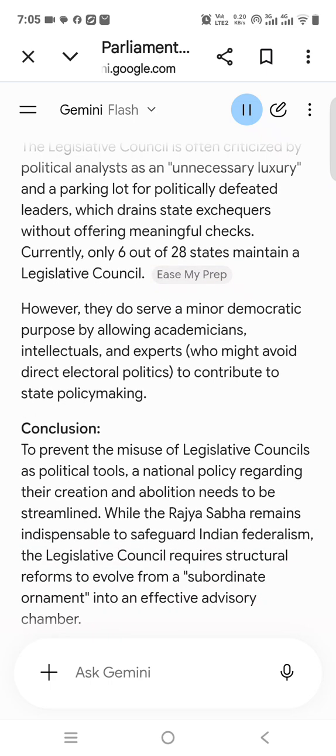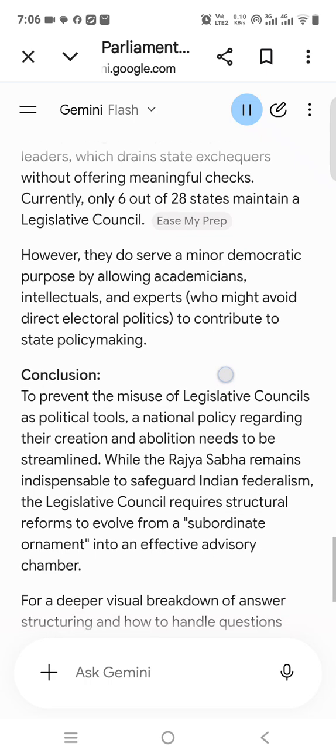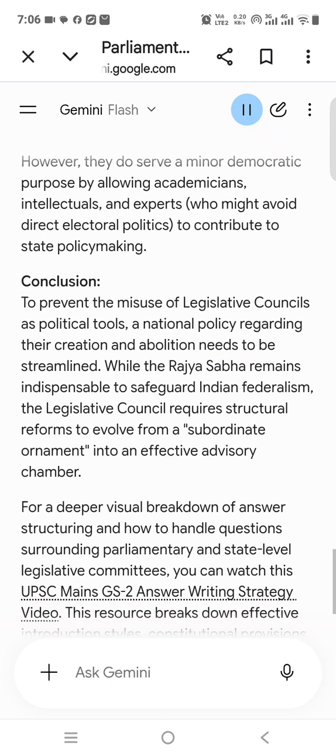Conclusion. To prevent the misuse of legislative councils as political tools, a national policy regarding their creation and abolition needs to be streamlined. While the Rajya Sabha remains indispensable to safeguard Indian federalism, the Legislative Council requires structural reforms to evolve from a subordinate ornament into an effective advisory chamber.